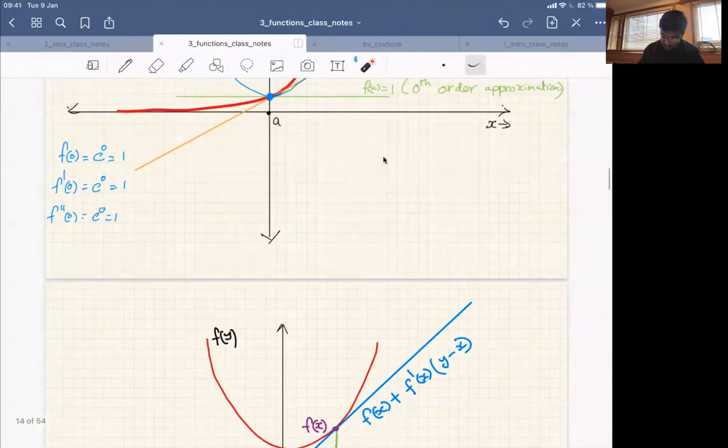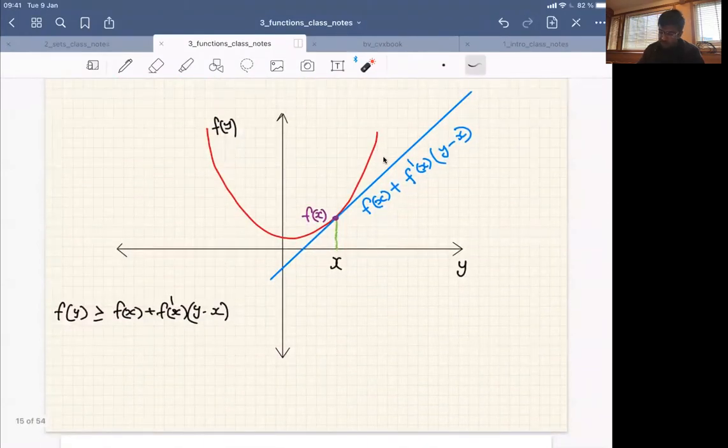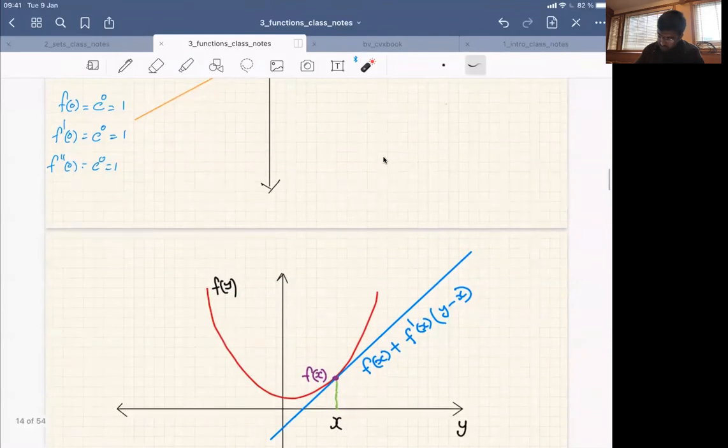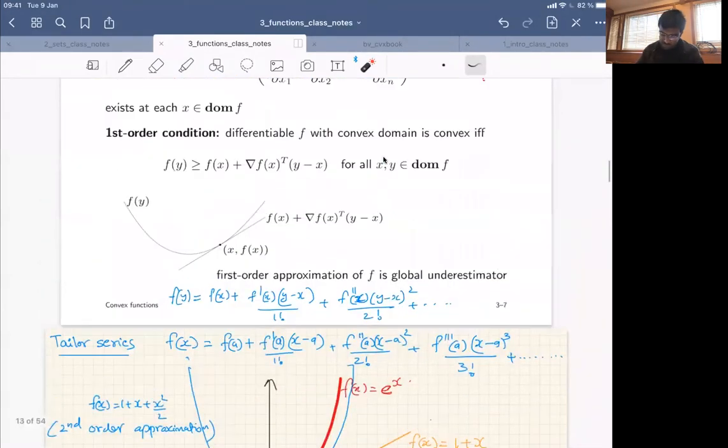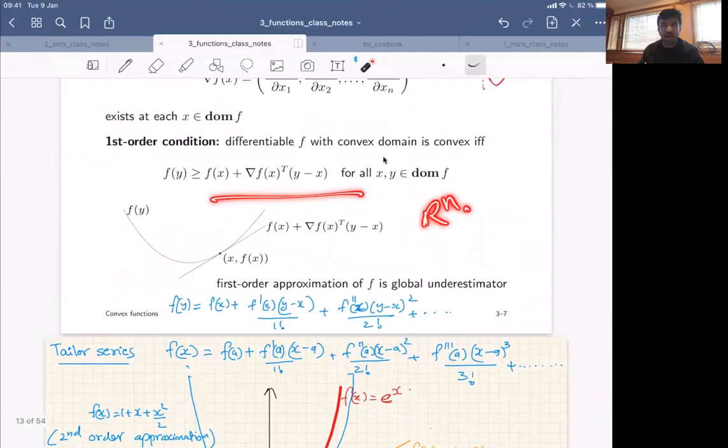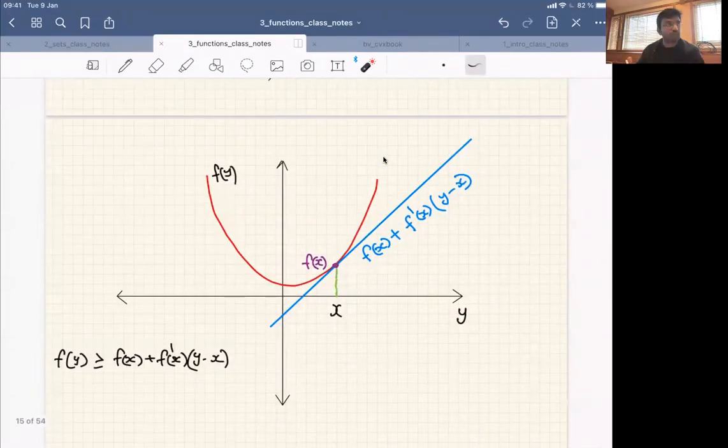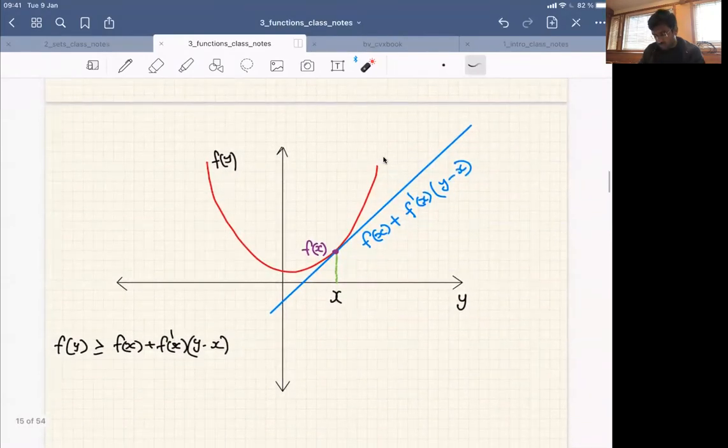So what you do is you have a function. Now I am explaining everything in R, but this applies to R raised to n, because there we have the gradient. It is easy to explain things in R, we are familiar with that, right? So I'm explaining in R. I have a function f of y, and I pick a point x. What is the value of the function at x? It is f of x, right?